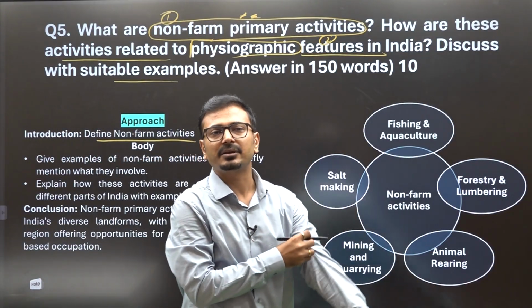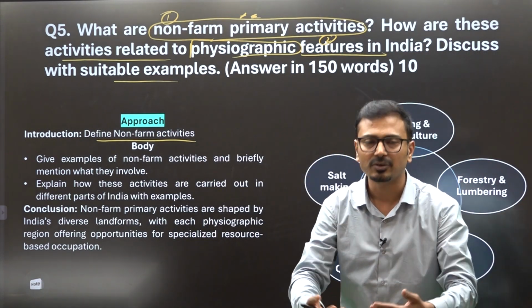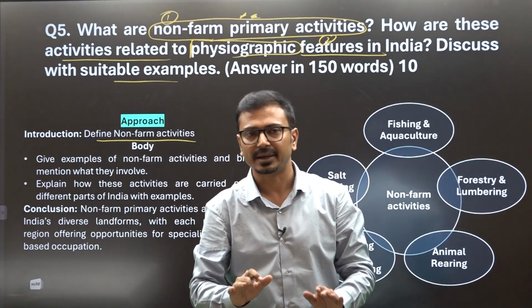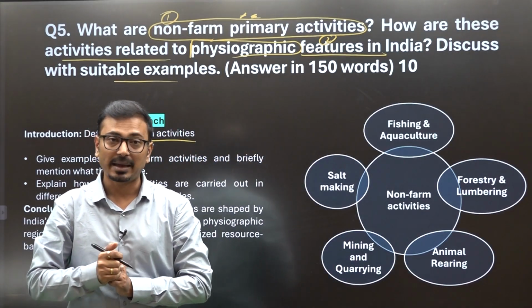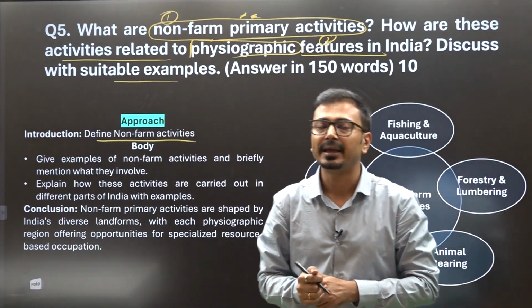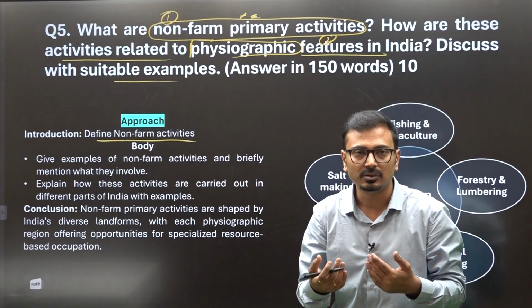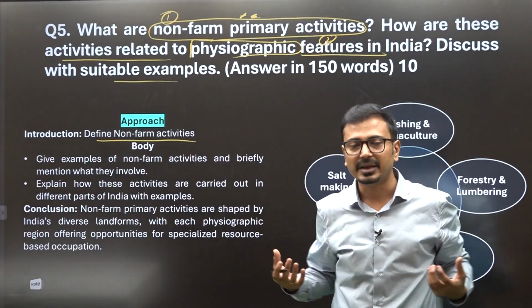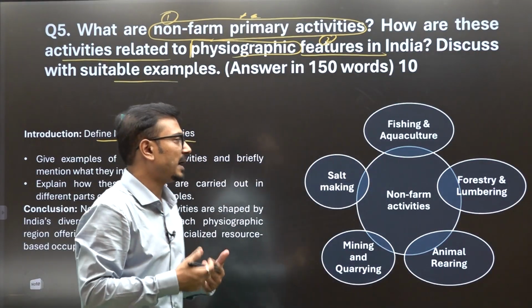So non-farm activities are those activities in which the farming or growing of crops is not involved directly. So that is non-farm activity or primary activity. Primary activities are those activities which do not involve any kind of processing of resources or, let's say, goods that we are deriving naturally from the earth. Okay, so yes, this is the primary activity.